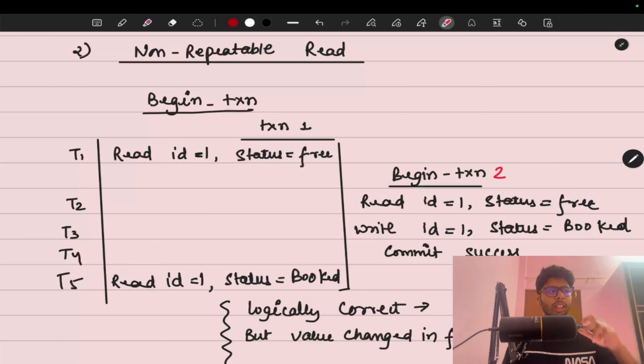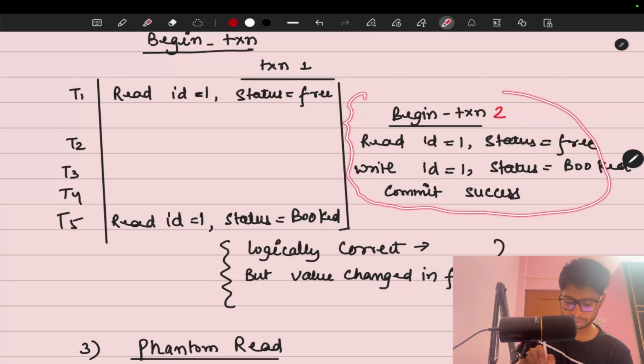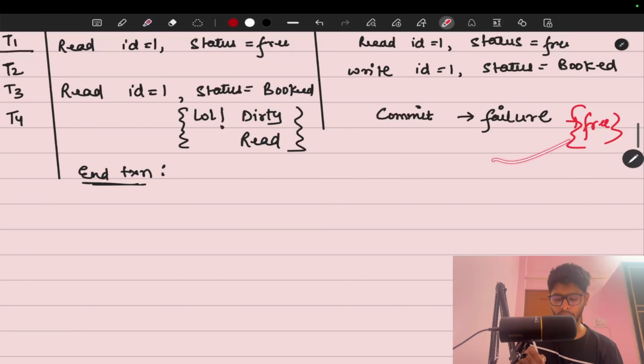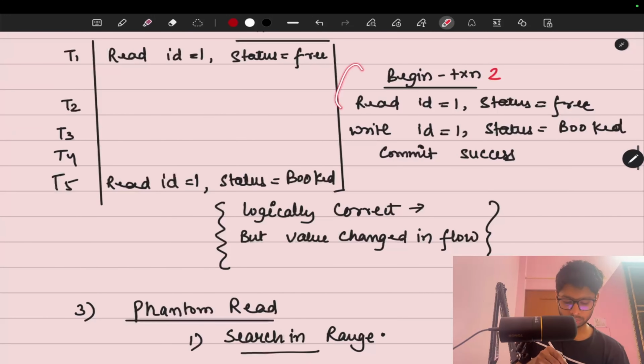So transaction T2 has started and ended here. It changed that particular row: previously the value was free and now it changed the value from free to booked and committed that transaction. At time T5, transaction T1 reads the row again, one more time making a read call. This time transaction T1 gets the status equals booked. Previously it was getting the status equals free. And of course transaction T2 made a genuine change this time. Previously we were in the scenario of a rollback, but this time everything is perfect.